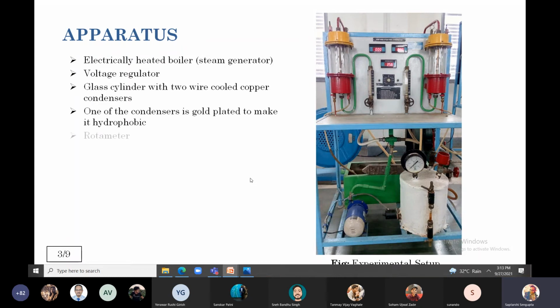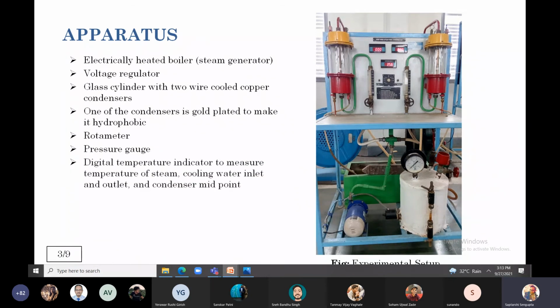We also have a rotameter. This is a water circulation system. The green tank that you see here is used to store water, and using this pump, the water is pumped into the channels inside the condensing plates. So it goes through here, and we need to monitor the flow rate of water. For that we have two rotameters attached to the water channels. With that we also have a pressure gauge, which I have already mentioned previously.